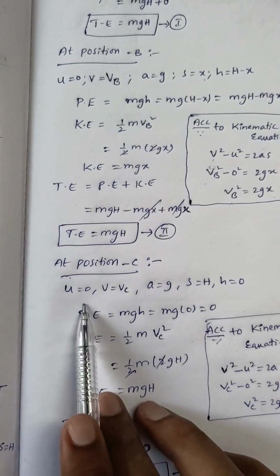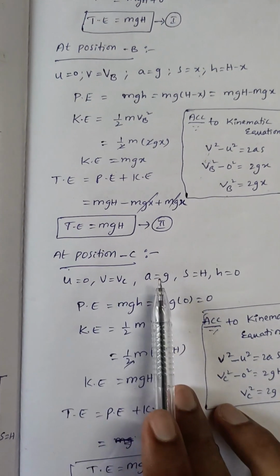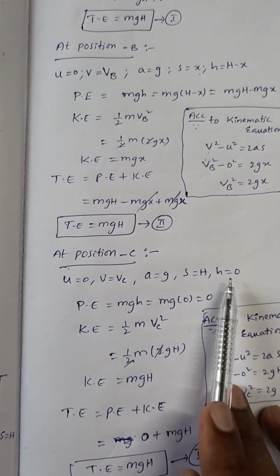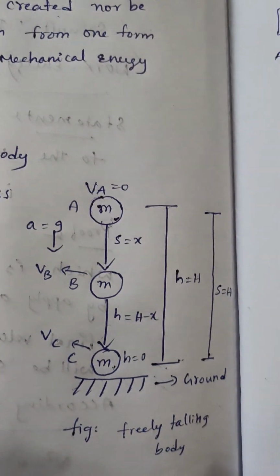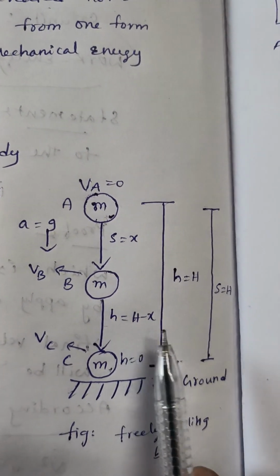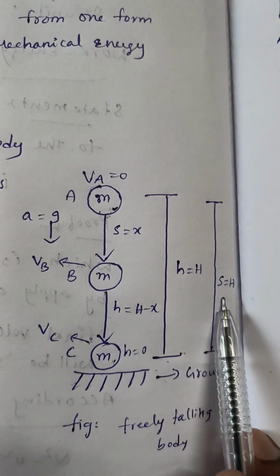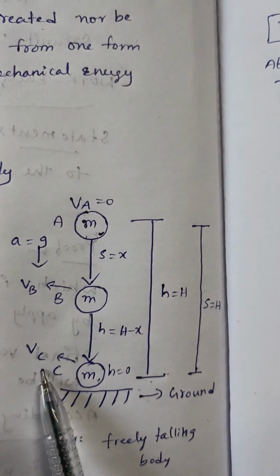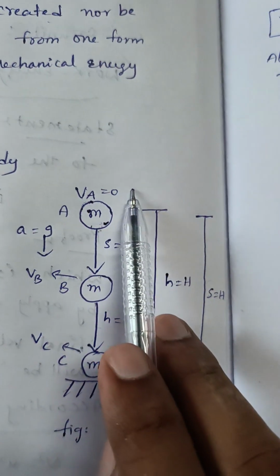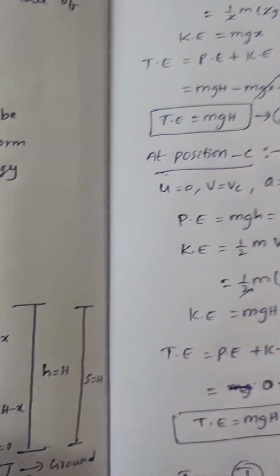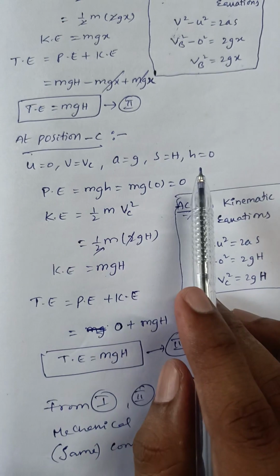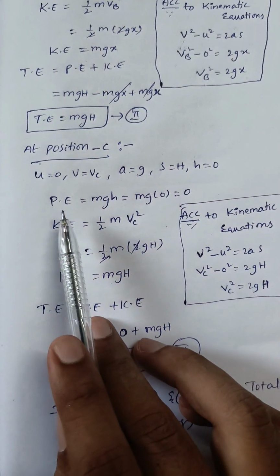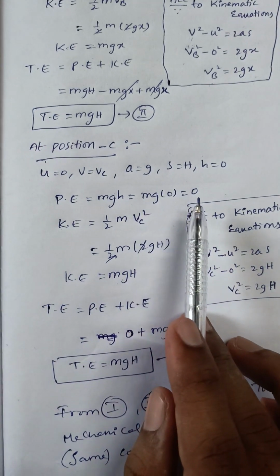At position C, u is equal to 0 and v is equal to vC, a is equal to g, s is equal to capital H, and small h is equal to 0. At this position, the height will be considered as 0, but the displacement will be s equal to capital H. The final velocity is vC and the initial velocity is 0. Potential energy is equal to mgh, that is mg into 0, which is equal to 0.